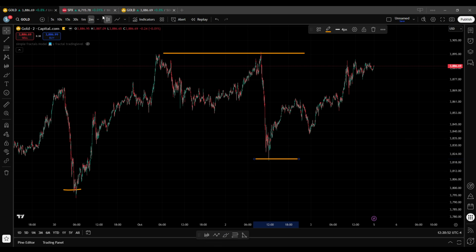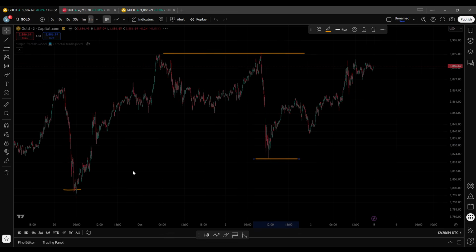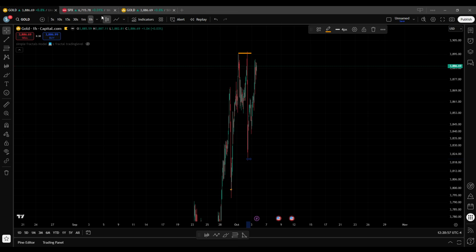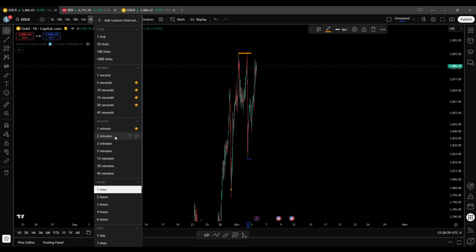For example, you take the 1 hour time frame, then you start your analysis, then you go to a lower time frame every time so you can find the fractal or the entry or whatever. It doesn't work in this way.